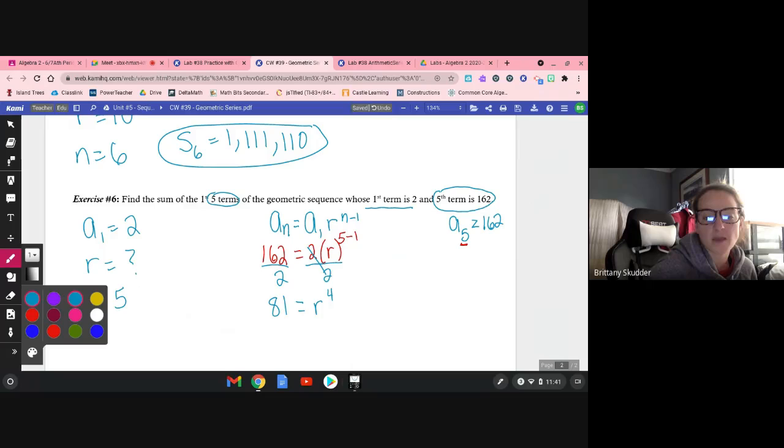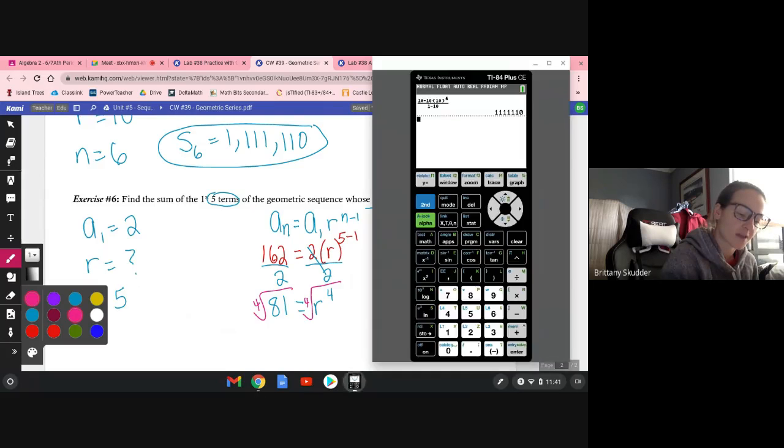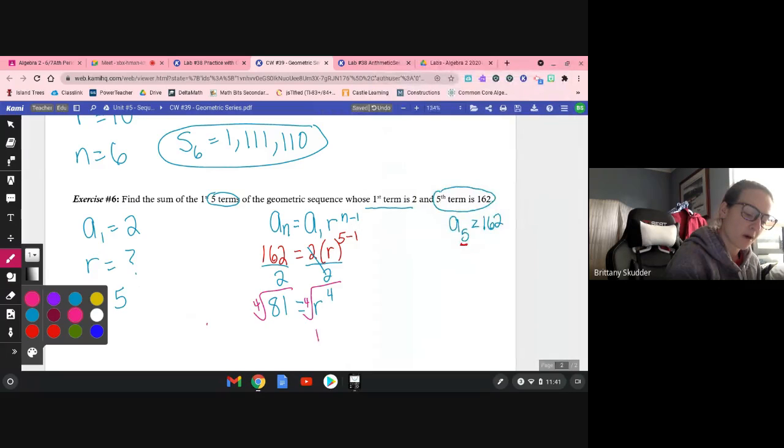If we have something being raised to the 4th power, to undo that, we're going to take the 4th root. In your calculator, you hit math number 5. And in that little root spot, you're going to click 4. And then underneath the radical, you'll put 81. Click enter. You'll get 3. So R is equal to 3.